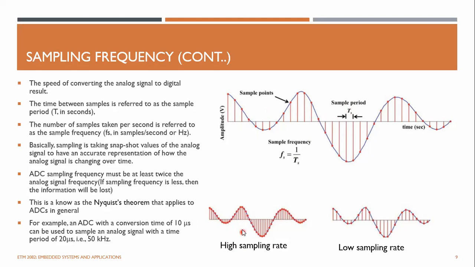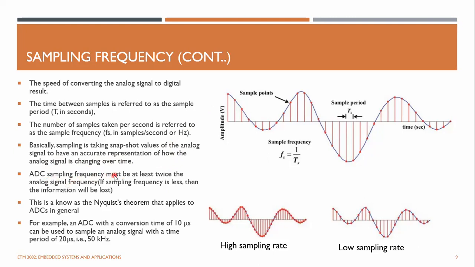When you have a high sampling rate, you can have the original waveform without distortion. When you have a low sampling rate, it would be more distorted and discrete, right? The number of samples taken per second is referred to as the sampling frequency. Sampling is taking snapshot values of the analog signal to have an accurate representation of how the analog signal is changing over time. So it samples here and keeps this voltage until the next sampling point.